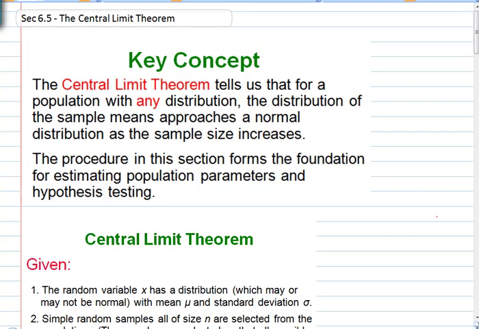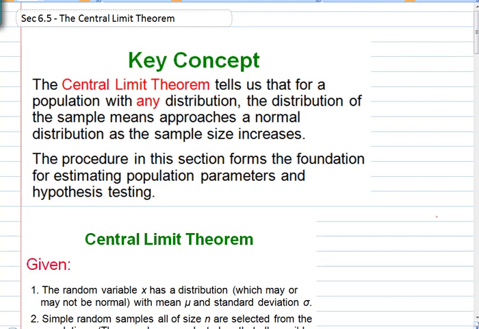Section 6.5 is the central limit theorem, and this was kind of what the last section was building up to. The central limit theorem is a big deal. It tells us that for a population with any distribution, the distribution of the sample means approaches a normal distribution as the sample size increases.